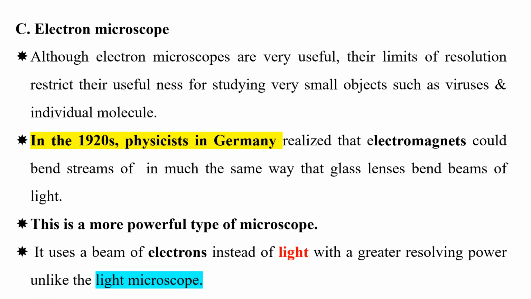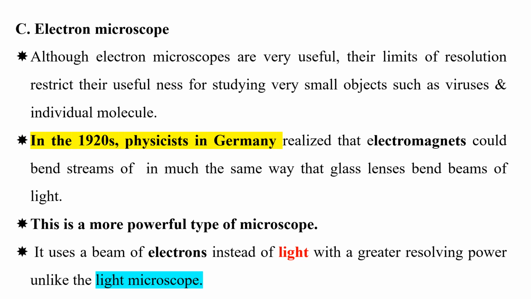And the third one is the electron microscope. The electron microscope is the most important, the most modern kind of microscope. Although electron microscopes are very useful, their limit of resolution is restricted. It is useful for studying very small objects, such as viruses, bacteria, and other individual molecules.